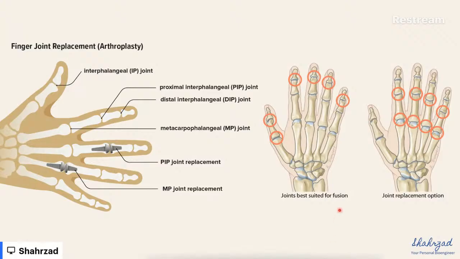There is also something called joint fusion. If you were with me last month, we covered this in ankle replacement because we also had a surgery that is called ankle fusion. So basically when the two bones are fused together, and some joints are best suited for fusion, the ones you can see right here. And some joints in your hand are suitable for joint replacement, the ones you can see right there.